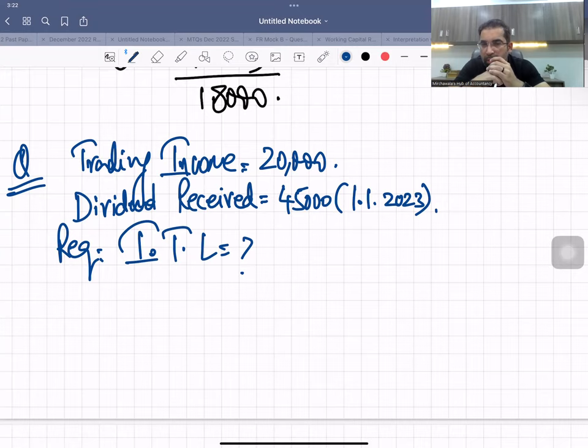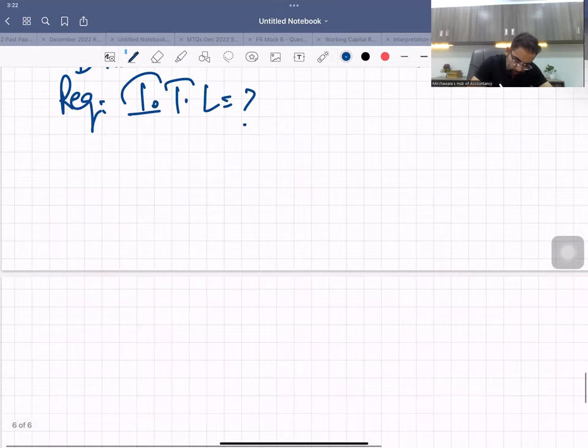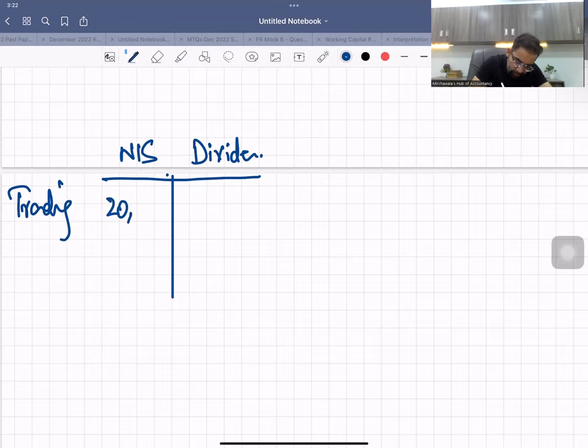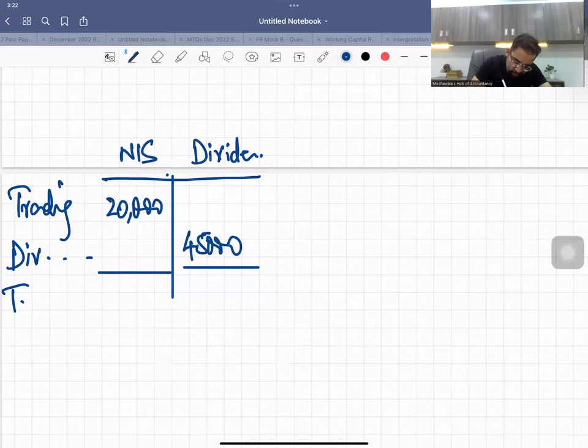So you have seen the receiving date of dividend income falls in your fiscal year. So now you will again make two columns. The first column is non-saving. Second is dividend. Okay. Now listen, you have a trading income of 20,000. You have dividend of 45,000. Let's add it. Your total income will be 20k and 45,000.